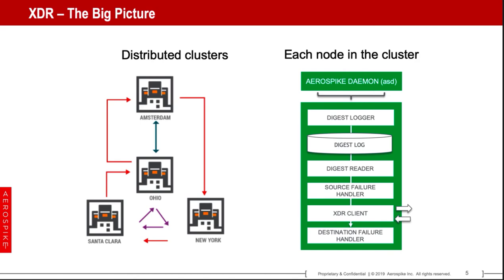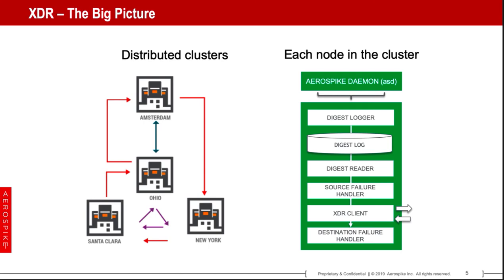In the diagram on the left, we see one namespace being shared in red, where it follows a loop between the 4 sites. There is also a second namespace shared in a loop between the 3 sites on the bottom, Ohio, New York, and Santa Clara.